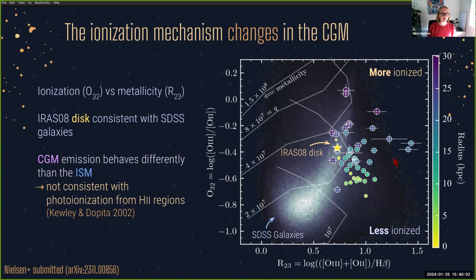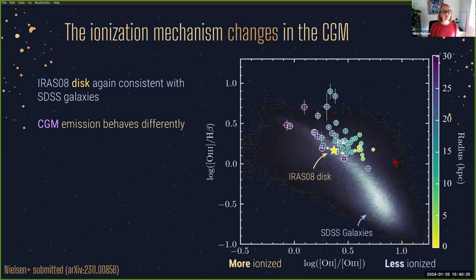And when you compare the CGM points to photoionization tracks, where the gas is being photoionized from H2 regions, the CGM emission is not behaving like we expect from those models. So the CGM is not being photoionized by H2 regions, which isn't a big surprise because we don't expect a lot of star formation in the CGM. But what about shocks? We can look at a better shock diagnostic plot.